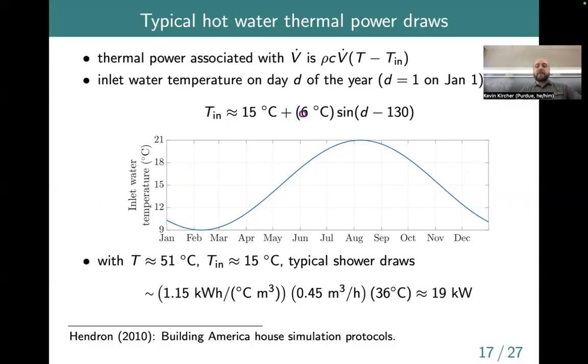If you plug all these numbers in, we've got the thermal power formula up here and we gave values for all these constants. You might find that the thermal power draw associated with running a shower is about 20 kilowatts, which is a lot. The electric power consumption of a house might be, on average, typically in the 3 to 5 kilowatt range. So when you're running a shower, you're consuming energy at a fairly fast rate.